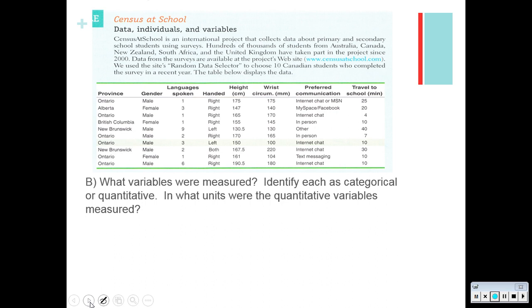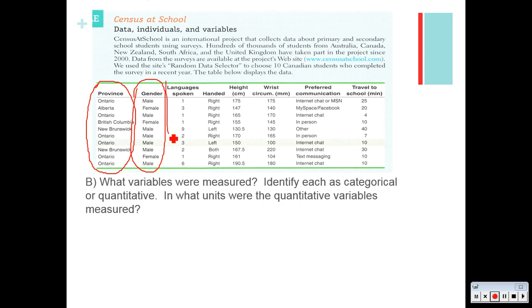So next, part B says, what variables were measured? Identify each as categorical or quantitative, and in what units were the quantitative variables measured. So as we go through each of the different variables, province would be an example of a categorical variable, because you can see the answers are more of a word type fashion. Gender would also be a categorical variable, because once again we have males and females as the responses to what gender they have.